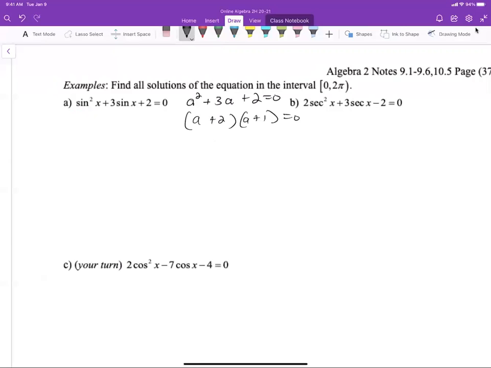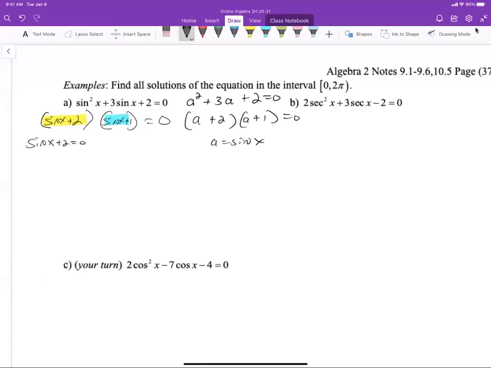And the issue is that a is equal to sine of x. So I'm going to go ahead and write that. And I have sine of x plus 2, sine of x plus 1, and that is both equal to 0. Either sine of x plus 2 is equal to 0, or sine of x plus 1 is equal to 0, and I can then use that to solve for values of x that make those 2 statements true.